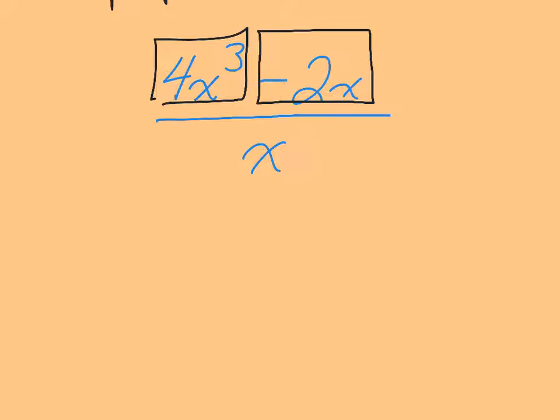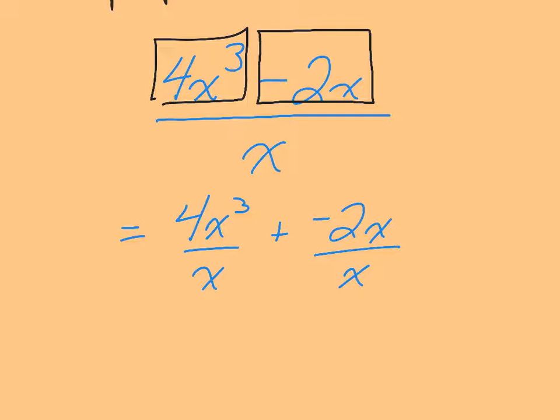So we're going to separate this out, and we're going to get 4x cubed over x, and then we are going to have negative 2x over x. So we can separate everything out. Then we follow our power rules. Okay, from here, it is our power rules. And our power rule for division says to subtract the exponent.